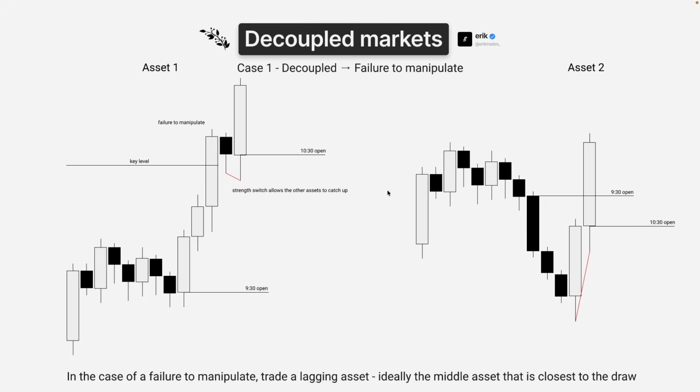No, actually, no, I'm sorry. I have it the other way around. I'm sorry. So this asset decouples. Now, this asset doesn't sweep a key level, right? Assume that this asset doesn't sweep a key level. You have a failure to manipulate, right? Assume a bullish setting.